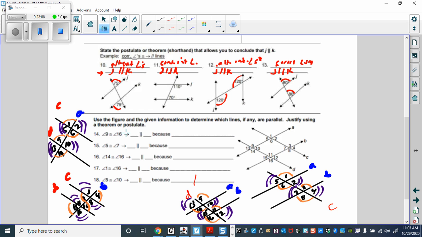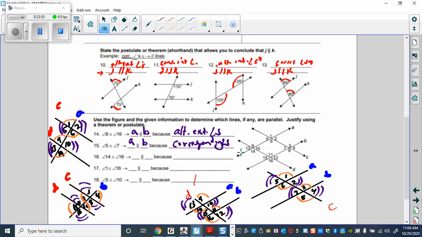So 9 and 16, we're looking at A, B, and D. 9 and 16 are alternate exterior angles. Therefore, A is parallel to B. Angle 5 and 7, so we're looking at A, B, and C. So 5 and 7 are corresponding angles. Therefore, A is parallel to B.